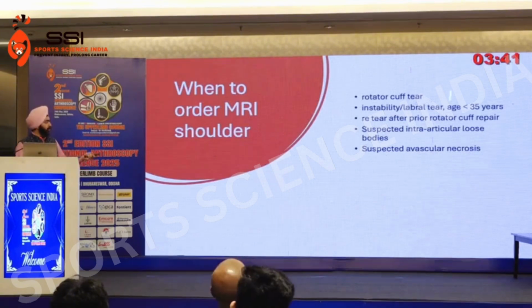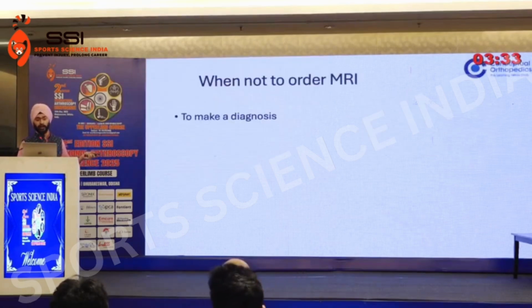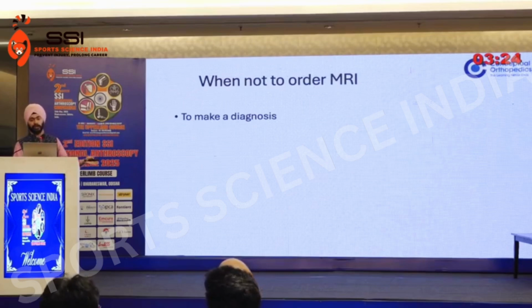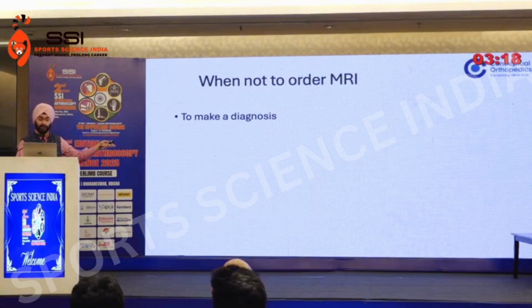For all of these diagnoses, you need to get your MRIs done, for cuff tears and for your cuff tear and instability patients. But when not to get MRIs to make your diagnosis. It's to confirm your diagnosis. You have already done your history, your clinical examination, already done what Dr. Tirath just said. You have some DD in your mind, and MRI to confirm that differential diagnosis.